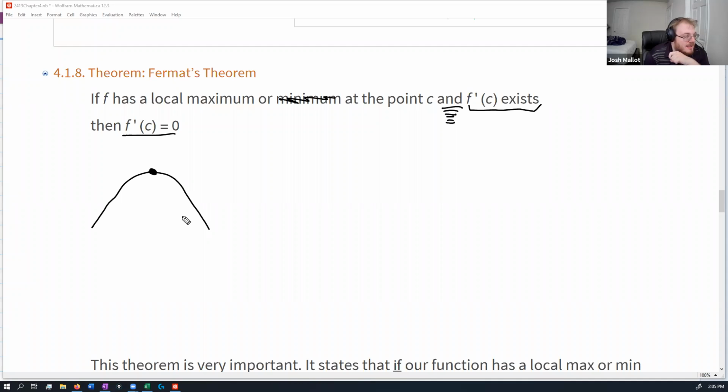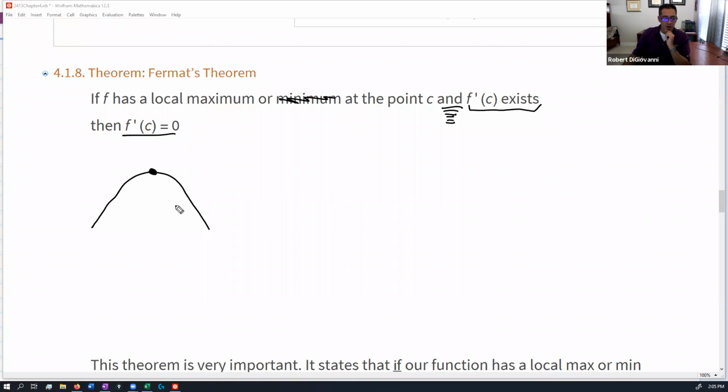On the endpoints, where it can only approach from one direction. Or on a sharp turn, a sharp corner or a cusp, or a jump, or a vertical tangent. There were three things: corner, cusp, vertical tangent, or jump or break in the graph. Anytime you have one of those three things, your derivative can't exist.